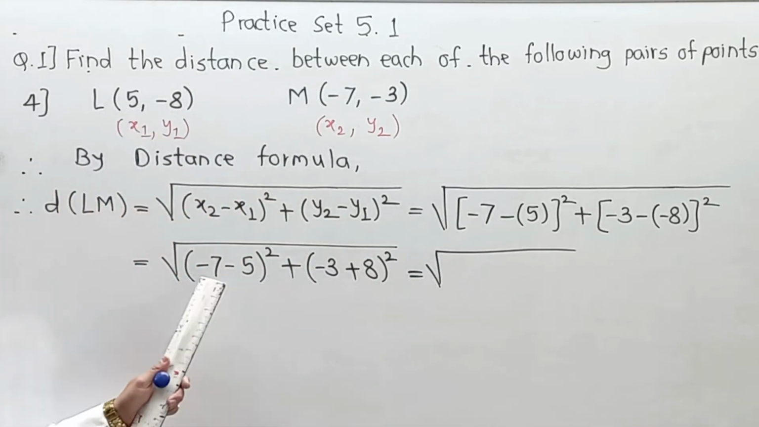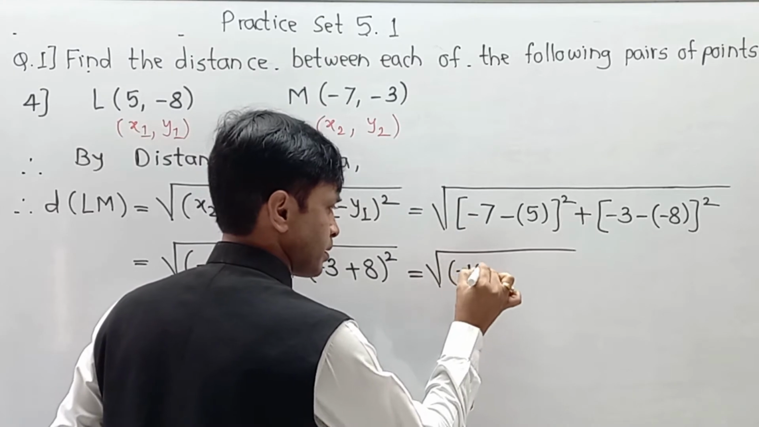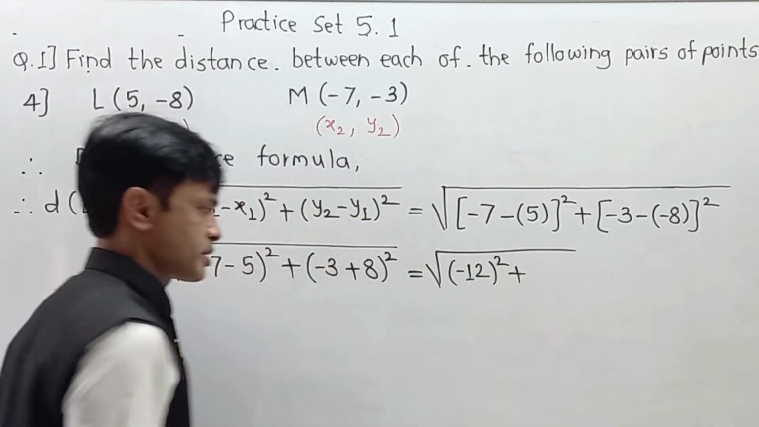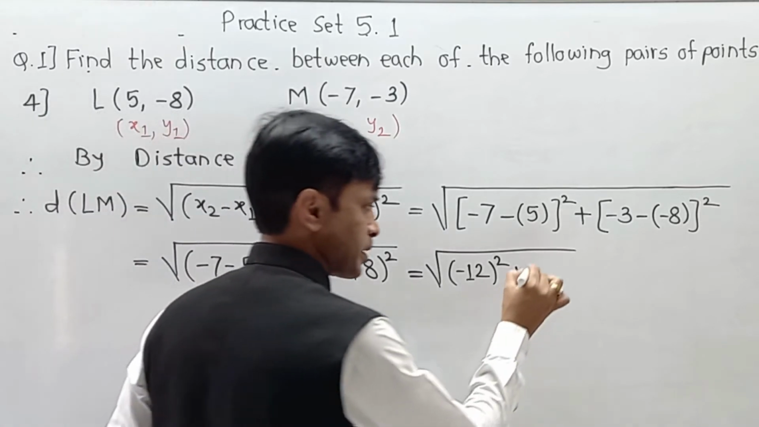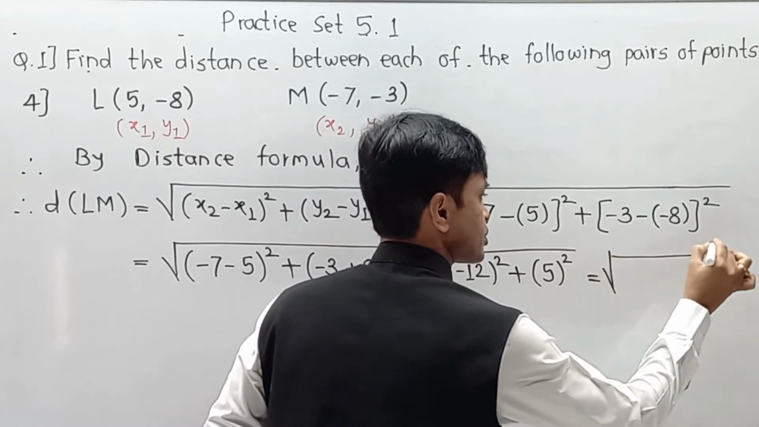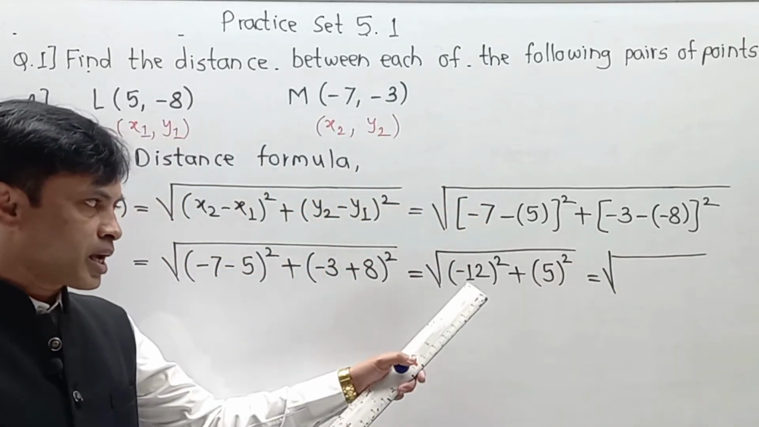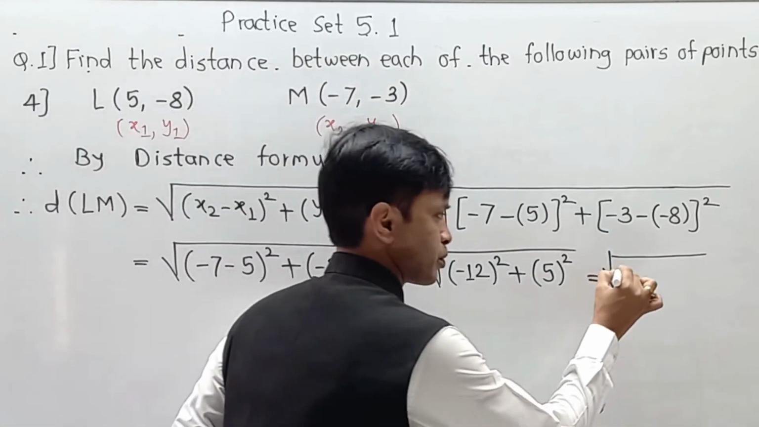Now simplification: minus 7 minus 5 becomes minus 12 bracket square, plus minus 3 plus 8, that is nothing but plus 5 bracket square. Now the main step starts over here for simplification. Minus 12 square means 144, that is also plus.